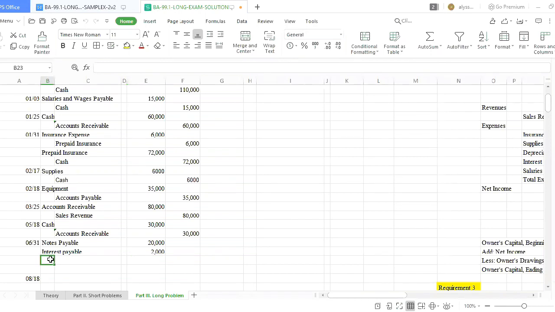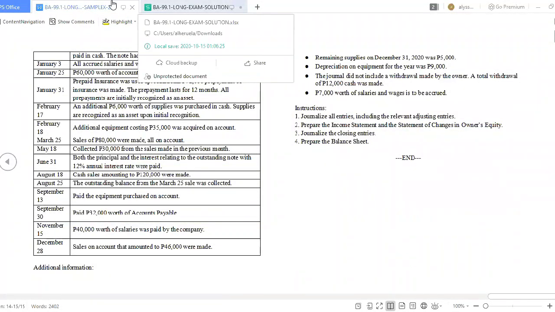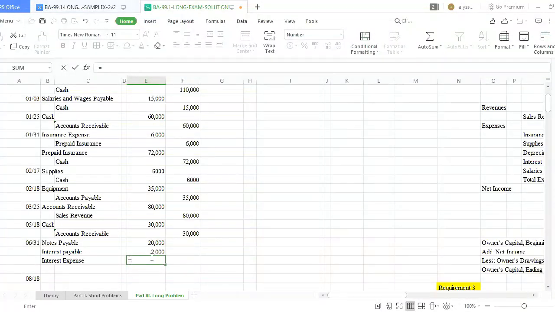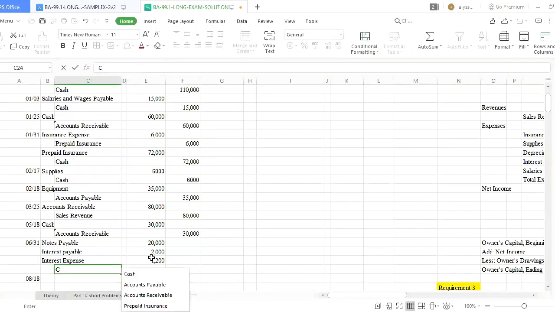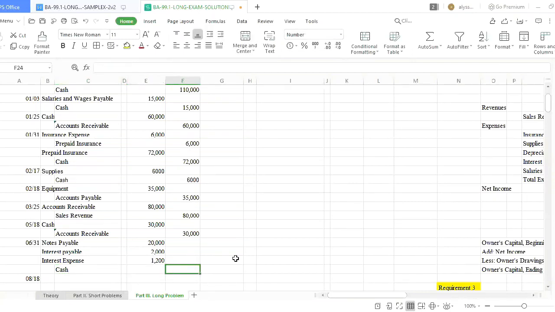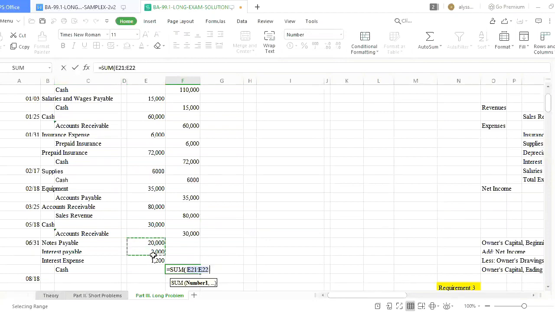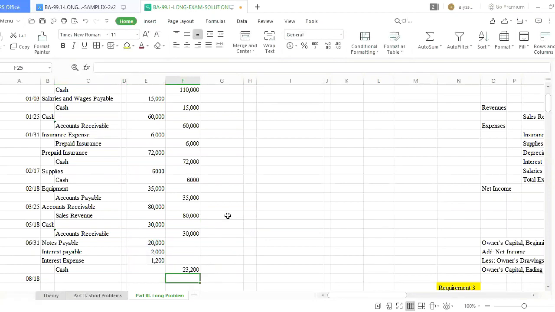For our interest expense, debit interest expense. That's 12% annual. Since this is on June, it's the face value times 12% times 6/12, since that's only from January to June, which we do recognize. That's 1,200. Cash, so that's a total of 23,200.